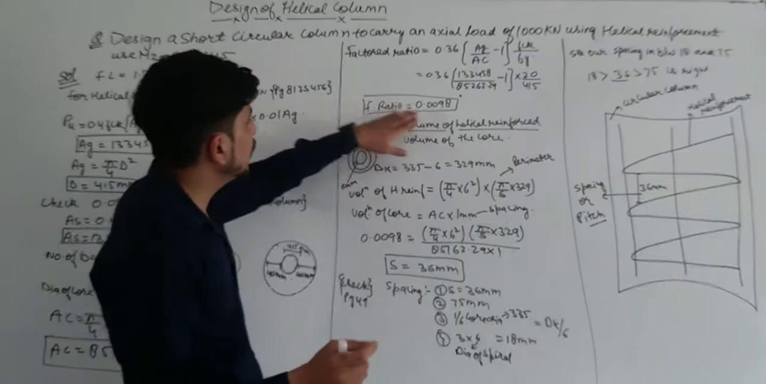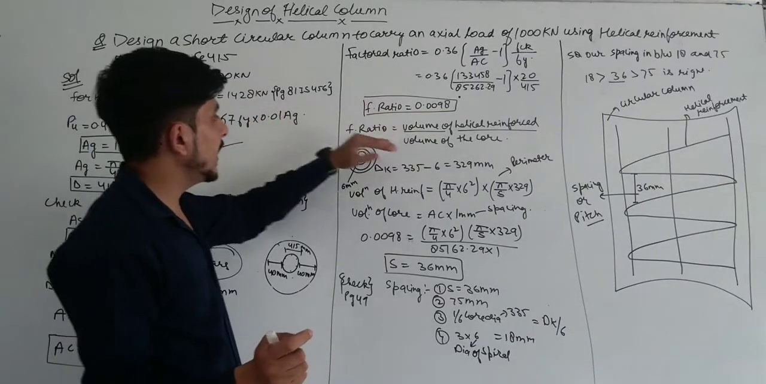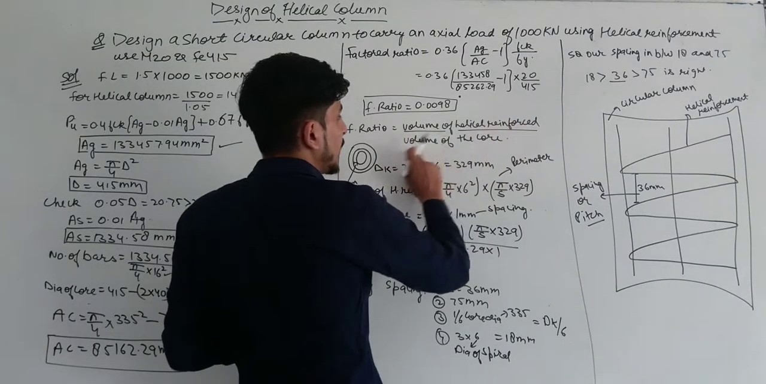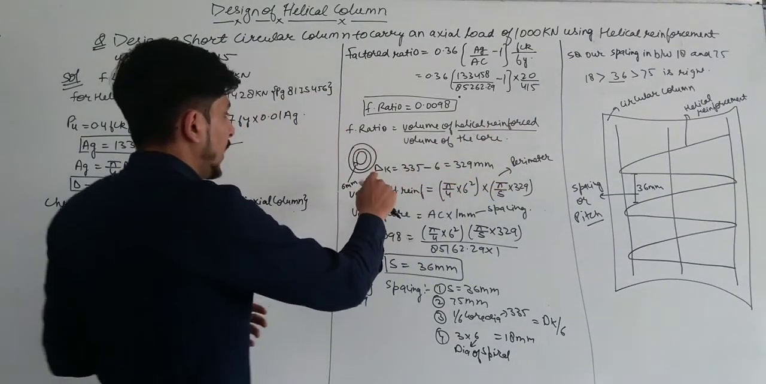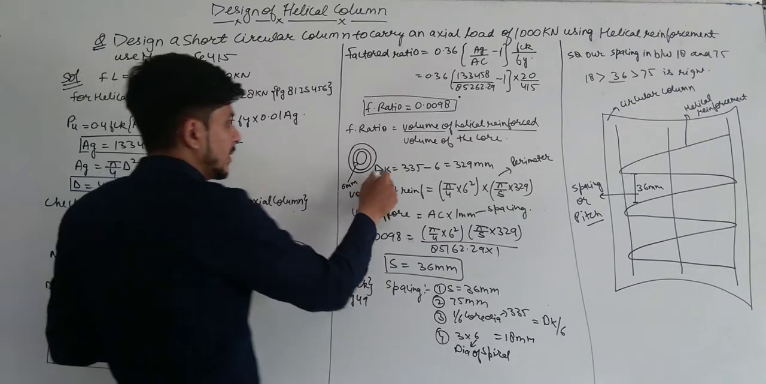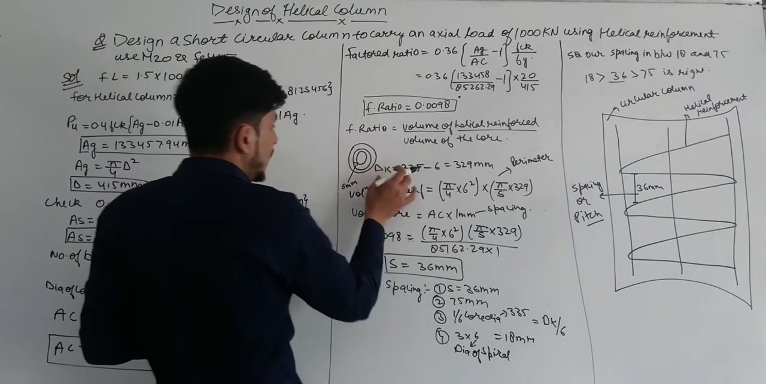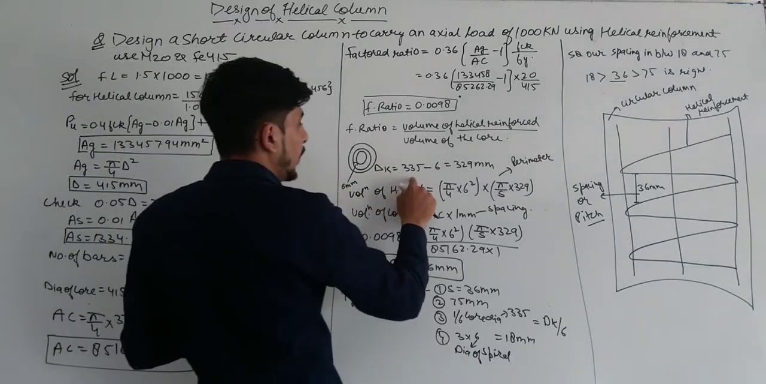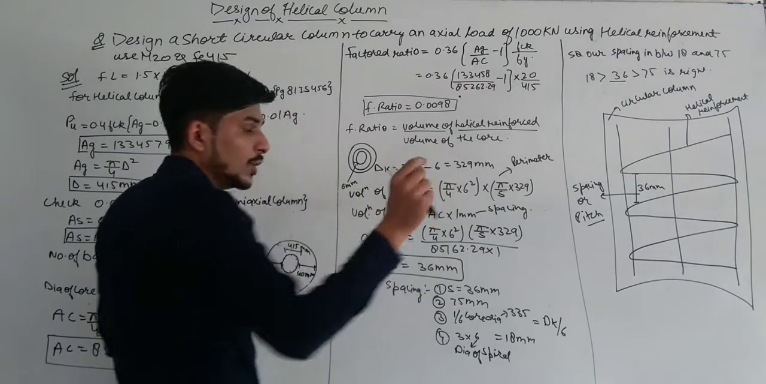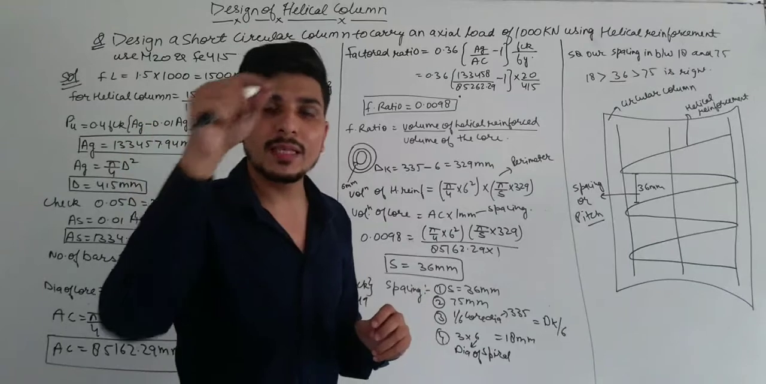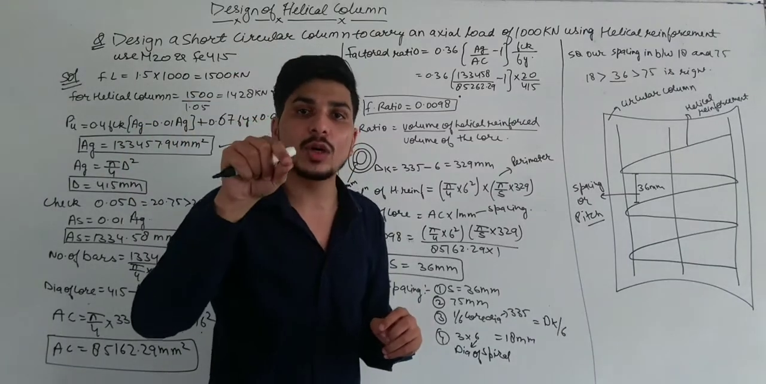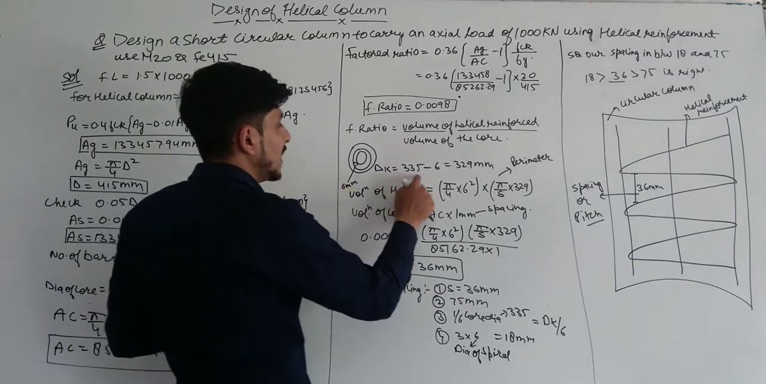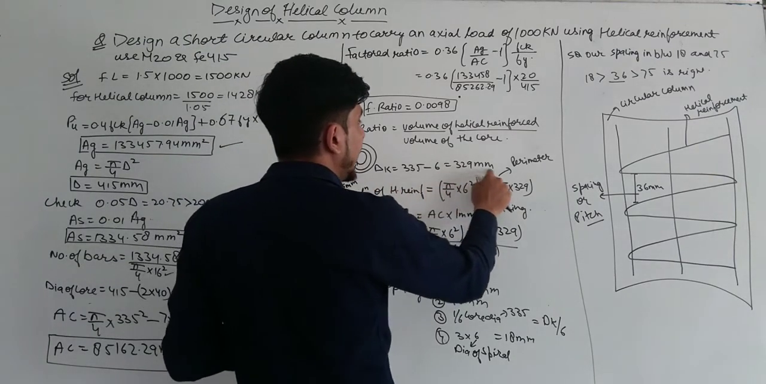So the factor ratio value is 0.0098, and the other formula for the factor ratio is volume of the helical reinforcement upon volume of the core. For the volume of the core, DK is the dia of the core. The steel bar is 6 mm, so we have to subtract 6 from 335, because the steel bar is placed in a particular area and we have to subtract for that particular area. So we calculate DK: 335 minus 6 is 329 mm.